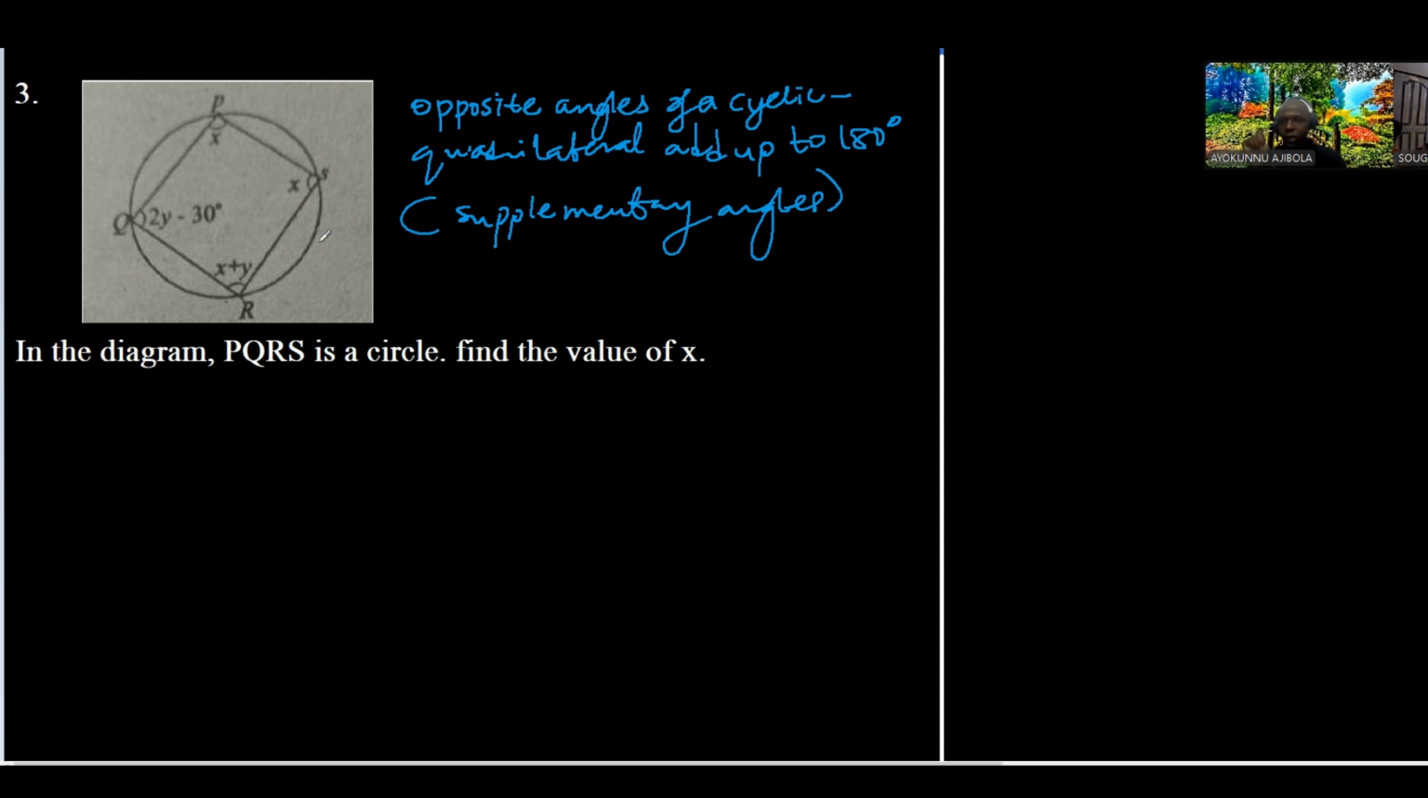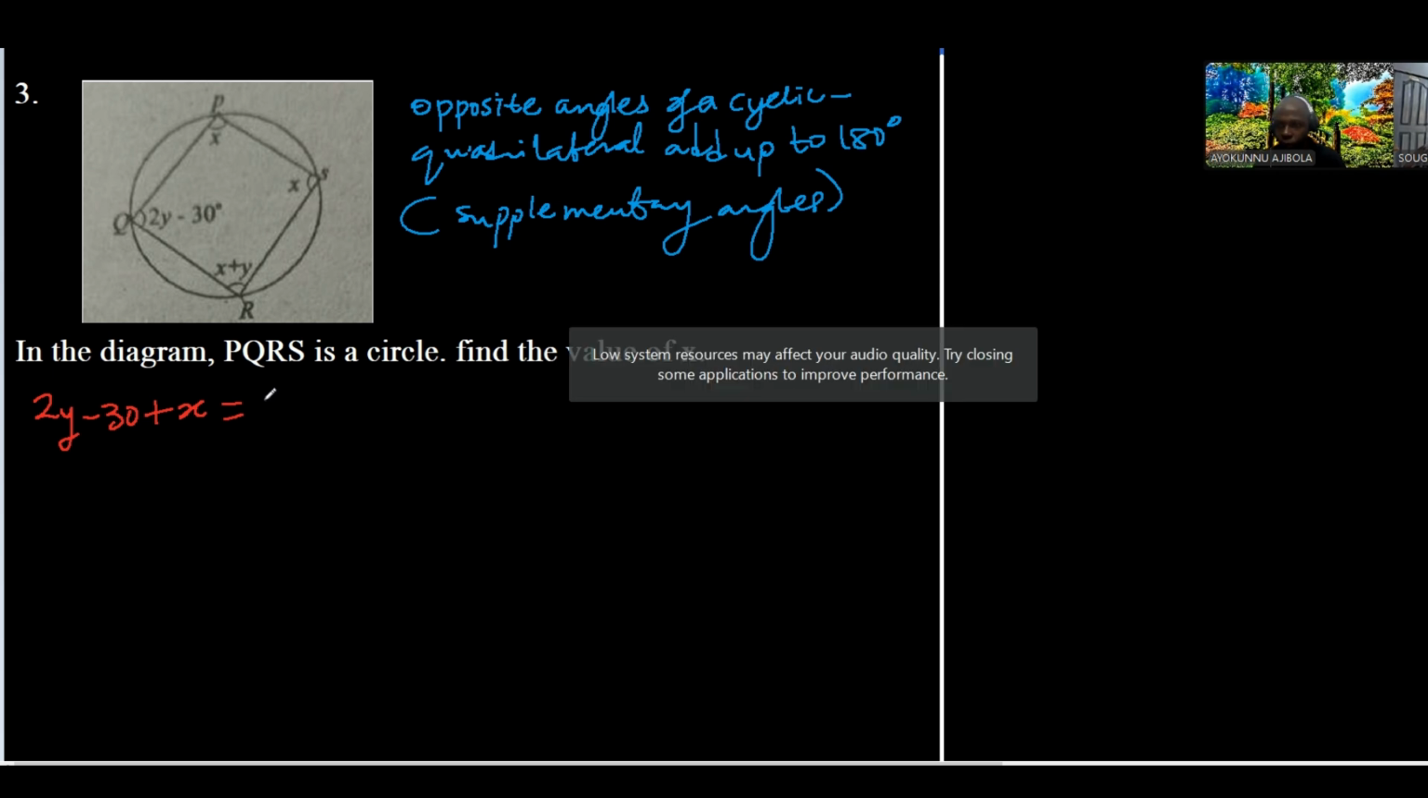Opposite angles are supplementary, they add up to 180. So that means this angle must add up with this angle to give me 180, and this must also add up with this to give me 180. So having said that, we can say 2y minus 30, because I've cancelled, it's minus, okay. So 2y minus 30 plus x will give me 180 degrees.